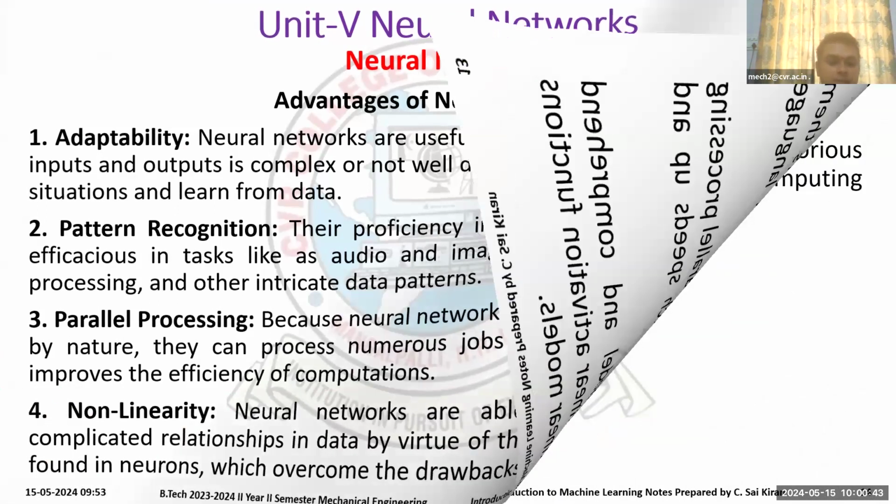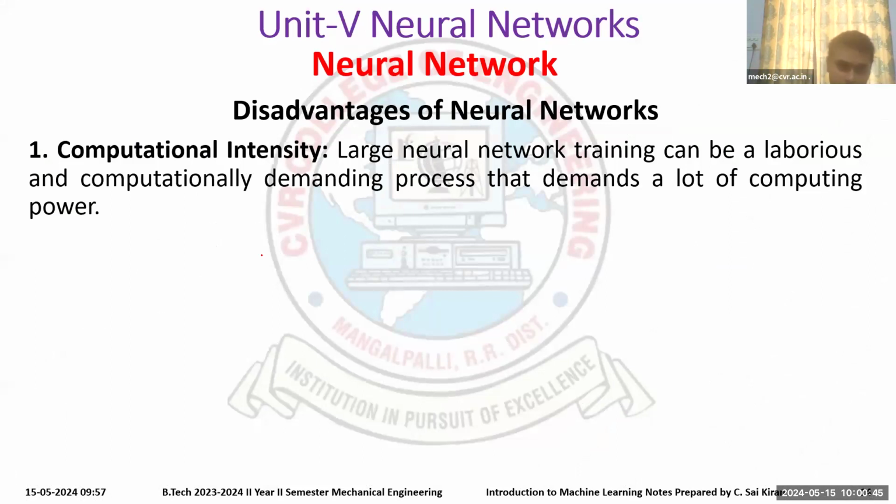Next, disadvantages. The first disadvantage is computational intensity. If you have a large neural network, training can be laborious; it takes more time and more work. It is a demanding process and demands a lot of computing power. So whenever you are using a neural network, you have to supply high power. The resources you are supplying should be very high for this neural network.